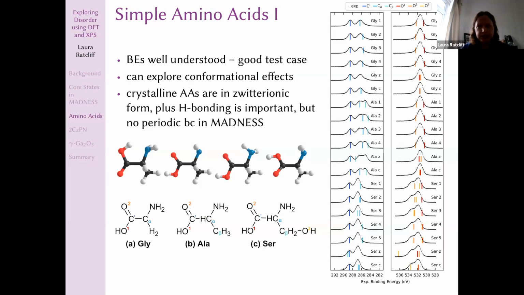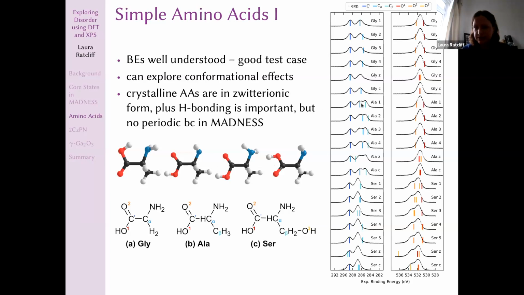First of all, we looked at simple amino acids: glycine, alanine, and serine. These are useful test systems because they've been studied quite a lot, both experimentally and with theory, so we understand what should happen with the binding energies. We can also explore things like conformational effects. For example, here are different conformers of alanine.